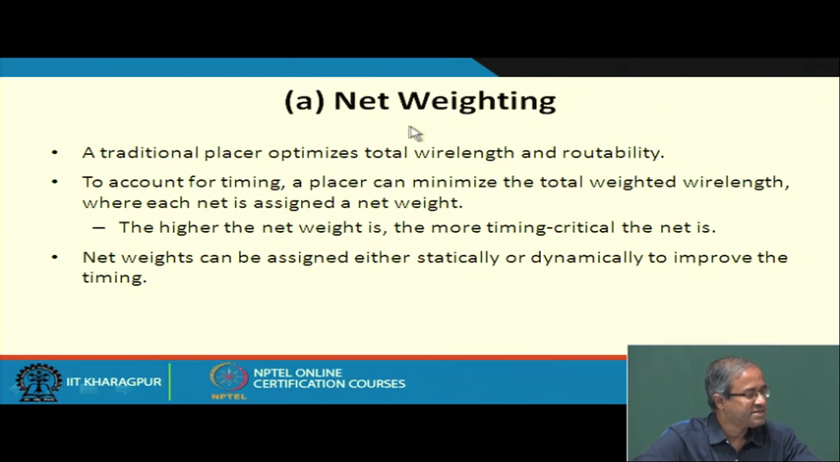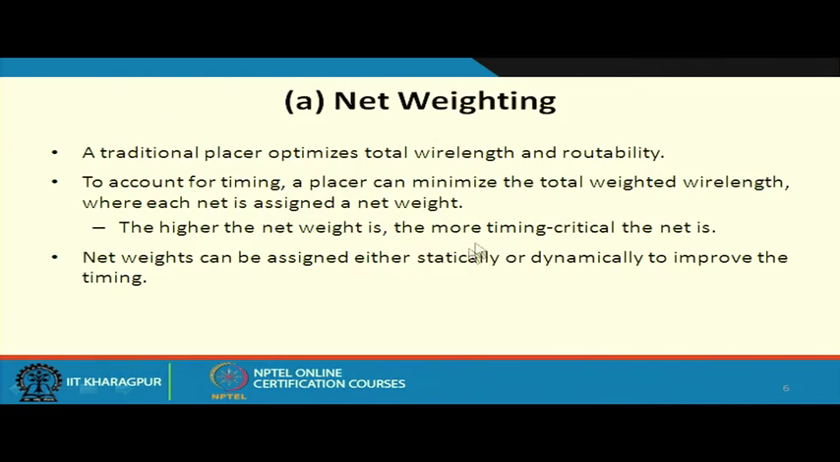Let us look at some of the existing methods which have been proposed for net weighting, and how they make the estimates. A traditional placement tool that we have seen earlier optimizes just the total wire length and routability, or whether there is sufficient space for routing. But to account for timing in addition, the tool can also minimize the total weighted wire length, where the weight will be a measure of the criticality. So every wire length can be assigned a weight. Higher weight means more critical. If you can assign some weights, and translate the problem of minimizing wire length into a weighted wire length minimization problem, then net priority can be implicitly taken into account, just by modifying the cost function for the placement, right.